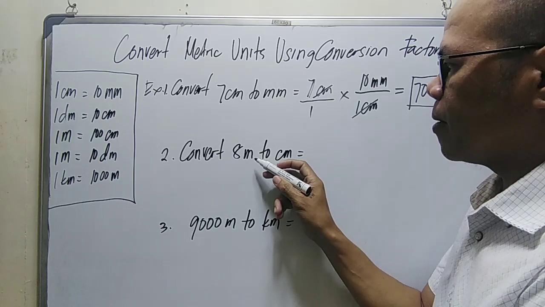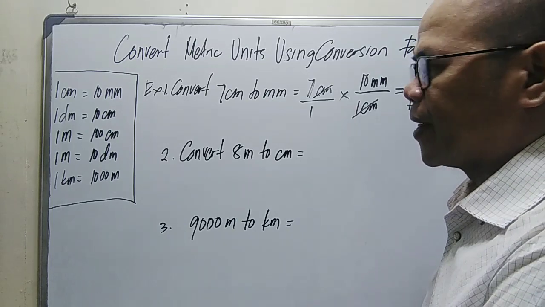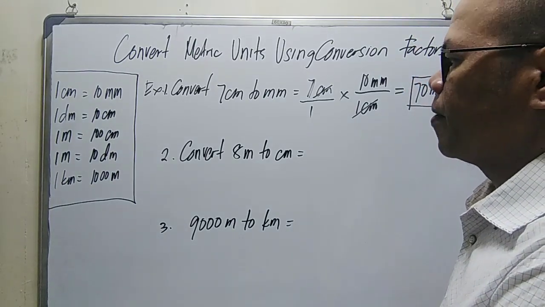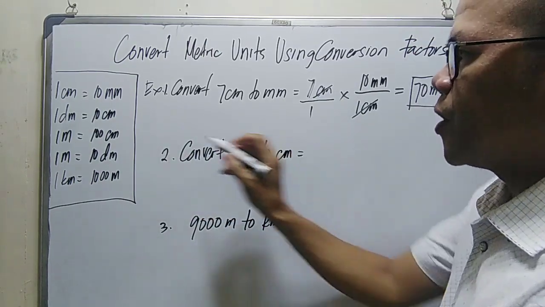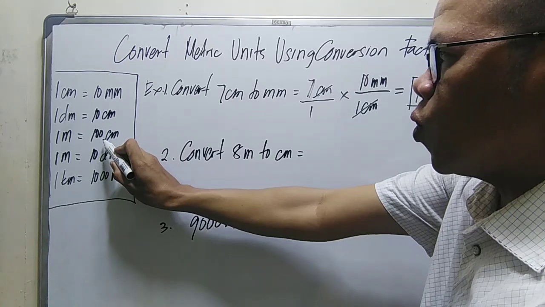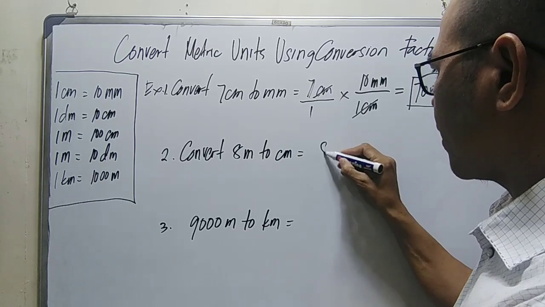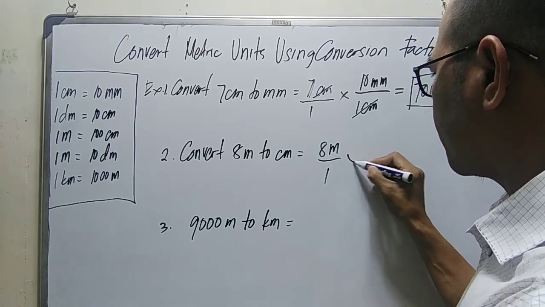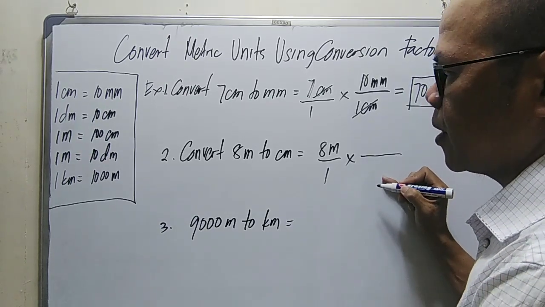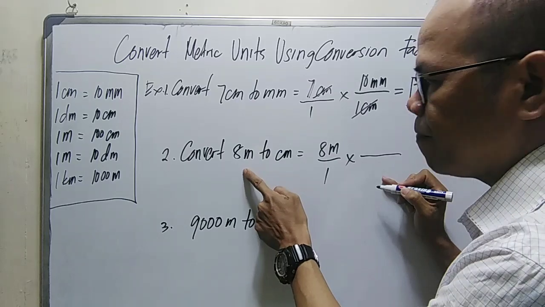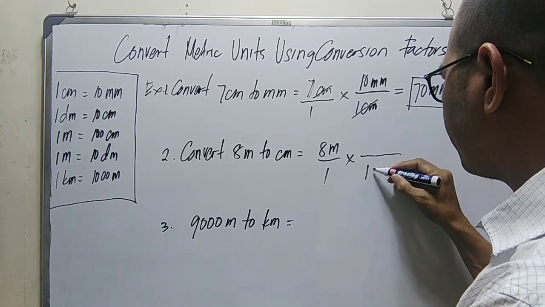Convert 8 meters to centimeters. Gagawin natin centimeters itong meter na yan. So the equivalent of 1 meter to centimeter, 1 meter is equivalent to 100 centimeters. Again, kailangan natin i-fraction yan. So 8 meters over 1, multiply natin. Dapat yung denominator na units is the same sa ating original na measurement, si 8 meters. So gawin natin dito 1 meter.